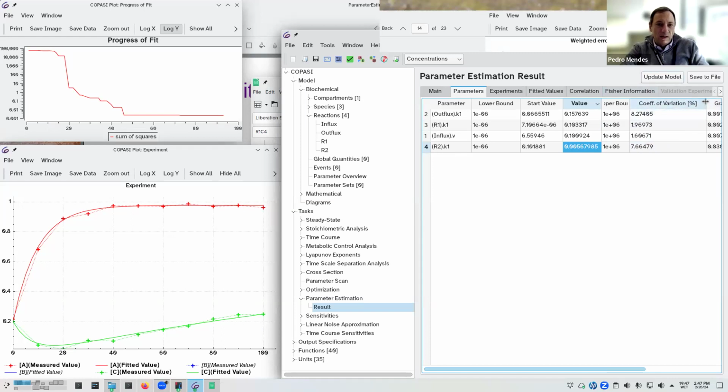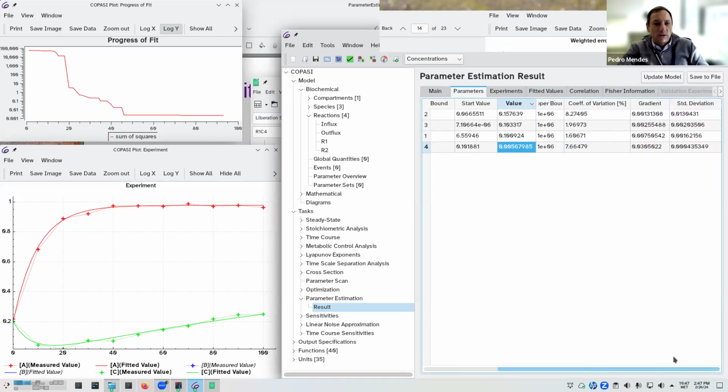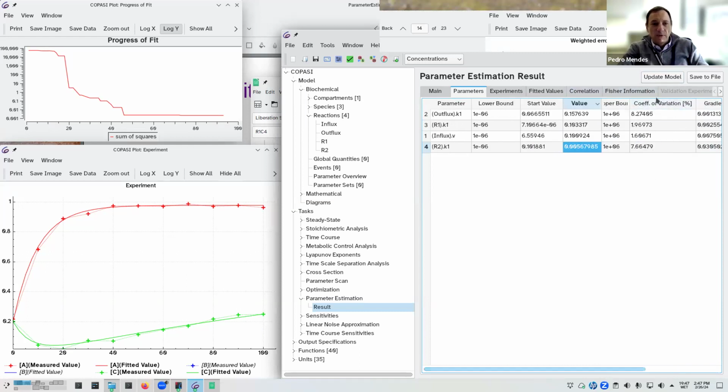This basically quantifies how good the solution is. So the smaller the number here, the better. It's a standard deviation. Some people call it a relative standard deviation. It's the standard deviation of this fit, which is actually listed here, divided by the actual value and expressed as a percentage.